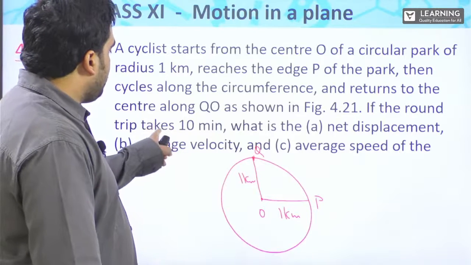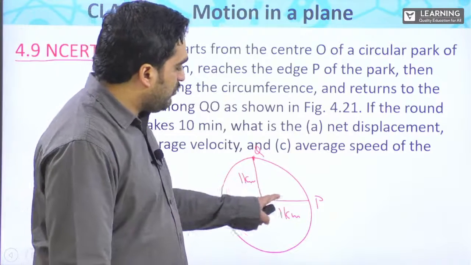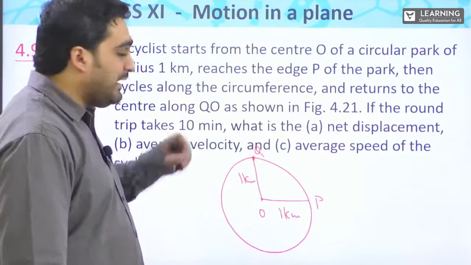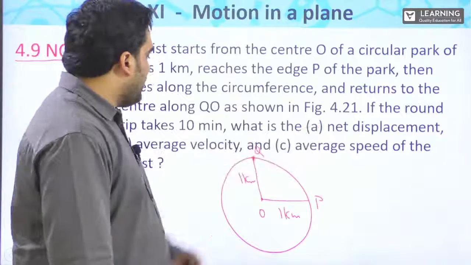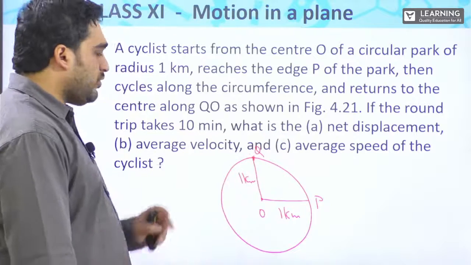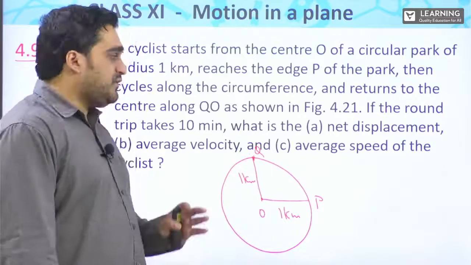So it takes him 10 minutes to make this trip, that is traveling from O to P, P to Q, and back from Q to O. It takes about 10 minutes. What is the net displacement, average velocity, and average speed? If you're finding it hard, don't worry, I will make it easy for you.